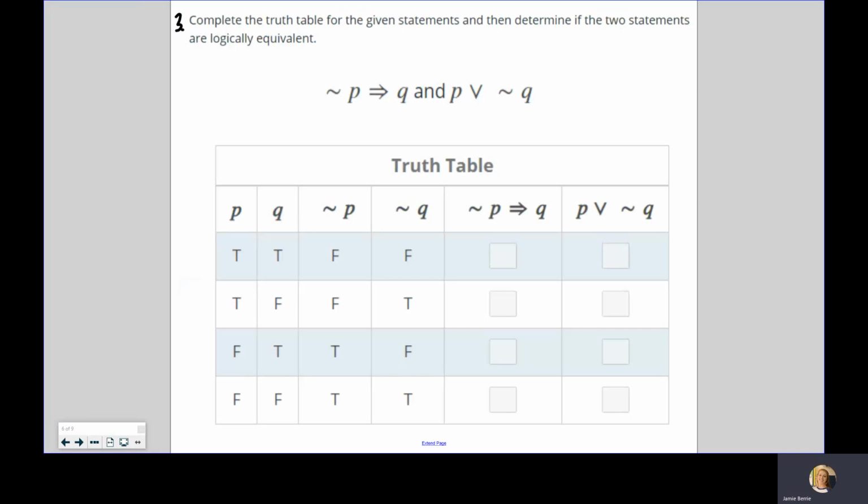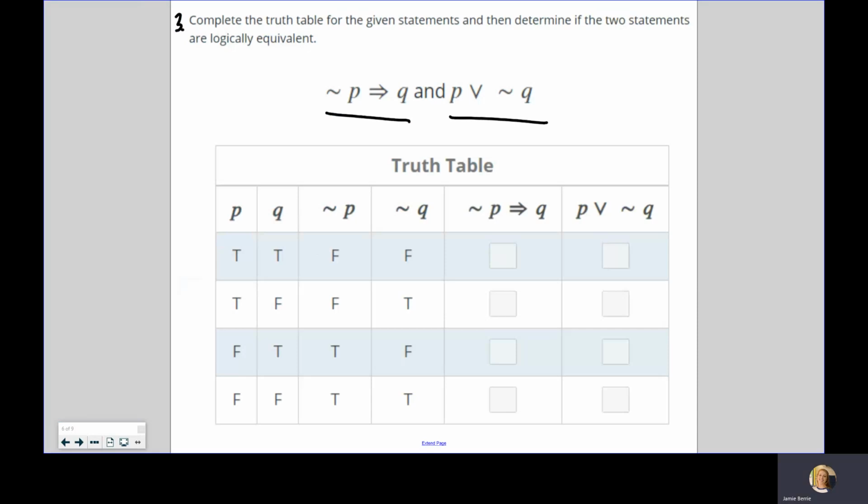All right, so it says complete the truth table for the given statements and then determine if the two statements are logically equivalent. So here are our two statements. The first is not P implies Q, and our second statement is P or not Q. We're going to figure out if these two statements are logically equivalent just by filling out this truth table. If their columns are exactly the same, then we know that they are logically equivalent.